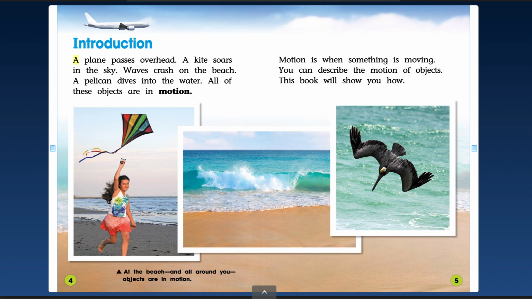Introduction. A plane passes overhead. A kite soars in the sky. Waves crash on the beach. A pelican dives into the water. All of these objects are in motion. Motion is when something is moving. You can describe the motion of objects. This book will show you how. At the beach and all around you, objects are in motion. So motion is things that are moving.